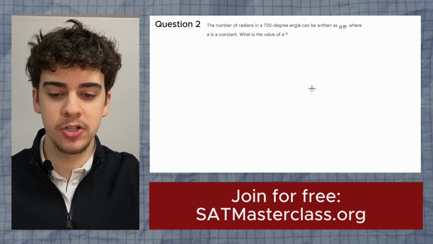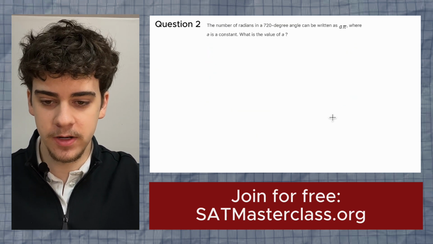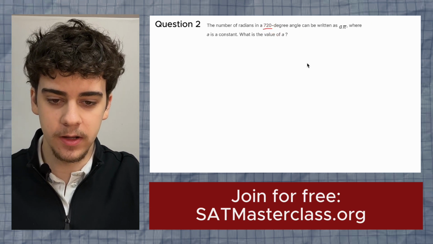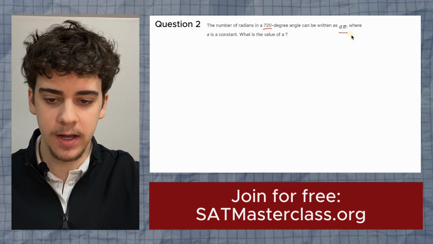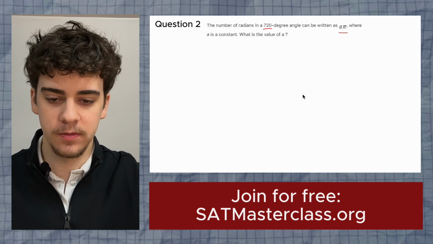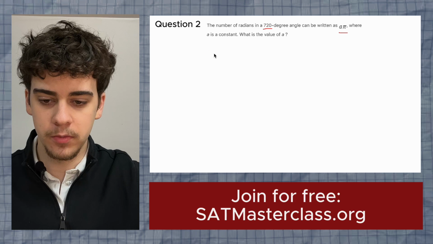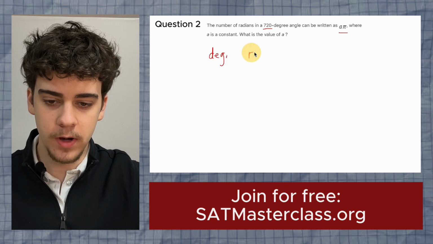Okay, now this next question is going to be a little bit harder, so let's get straight into it. It says the number of radians in a 720-degree angle can be written as a pi, where a is a constant. What is the value of a? So for this one, the concept we're going to be learning is how to convert between degrees and radians.